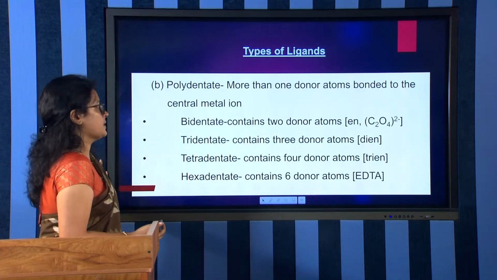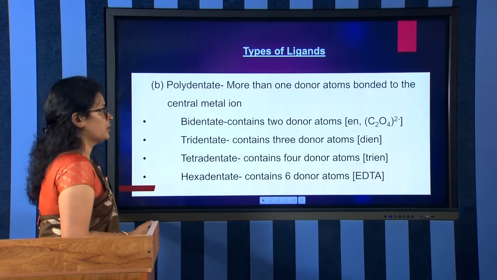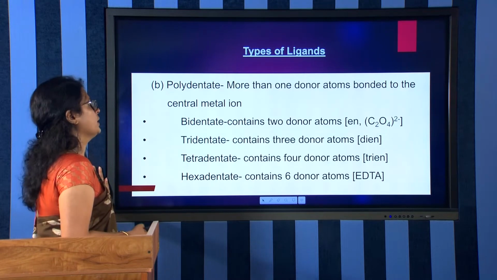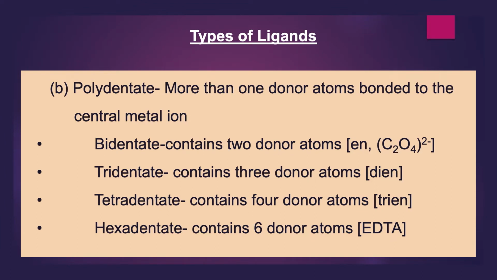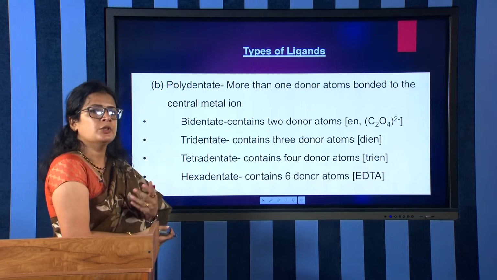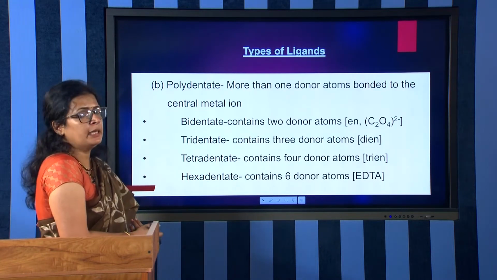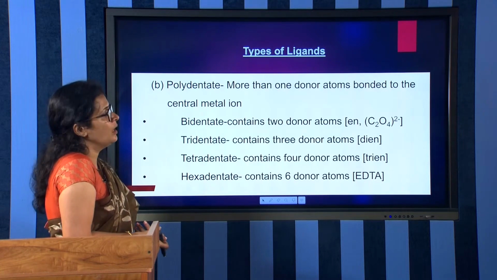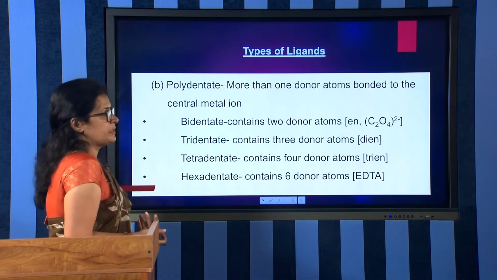And now the second class we classify as polydentate ligands. Poly means more than 1. So, more than 1 donor atom is bonded to the central metal ion in a polydentate ligand. And polydentate ligands are further divided into bidentate, tridentate, tetradentate, hexadentate, etc. If it is bidentate, bi means 2. So, in a bidentate ligand we have 2 donor atoms, and the examples are en, meaning ethylenediamine. The ethylenediamine ligand is an example of a bidentate ligand. The oxalato ligand is also a bidentate ligand. In both cases you have 2 donor atoms.